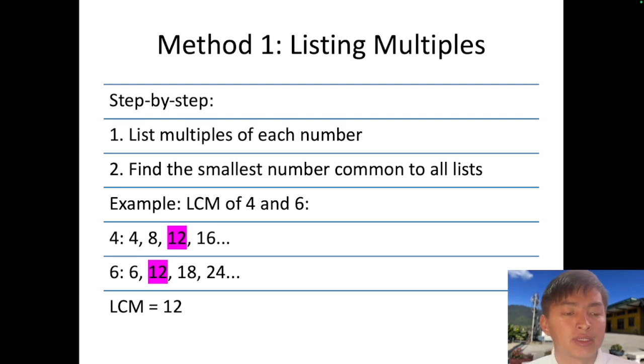For example, in this case, the multiples of 4 are 4, 8, 12, 16 and so on. Multiples of 6 are 6, 12, 18, 24 and so on. And as you can see, the first common multiple appears to be 12, which is also the lowest. So the LCM of 4 and 6 would be 12. So that's how you use listing of multiples to find the LCM.